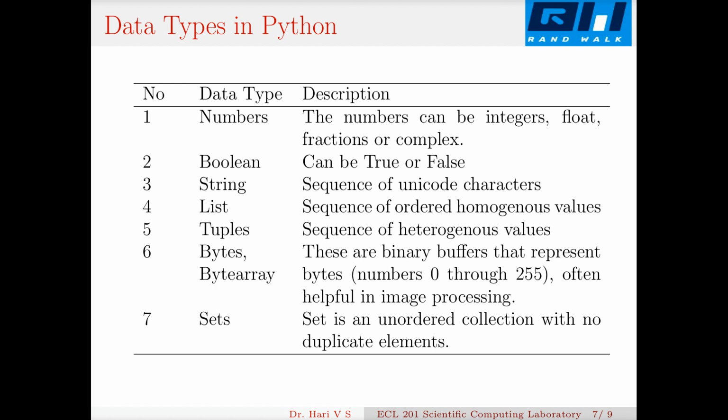Then lists are there. Already you saw the list x equal to 1 2 3 5 etc. Tuples are there. Then byte arrays are there, sets are there. These are the basic things in Python, but SciPy etc. adds more data types like arrays, integer arrays, floating arrays etc. These are the built-in data types in Python.